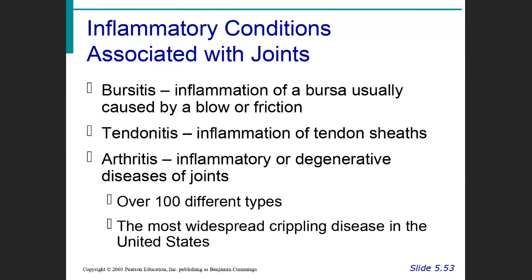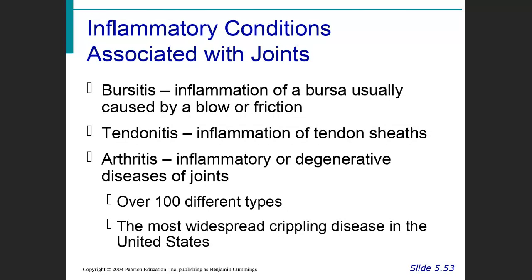That's called bursitis. Tendinitis is an inflammation of your tendon sheaths. Tendons are the connective tissue that actually holds the muscles onto the bones, and it's basically continuous with the periosteum, the covering of the bone. So it's almost impossible to pull a muscle off a bone. You have to really try.